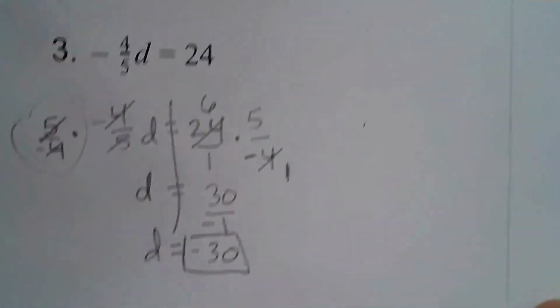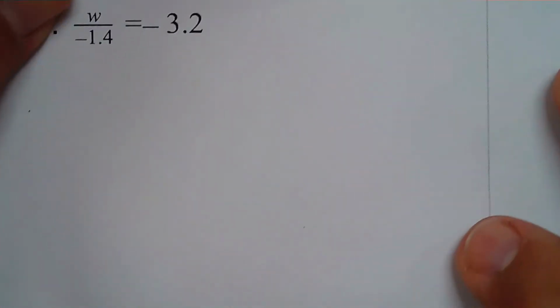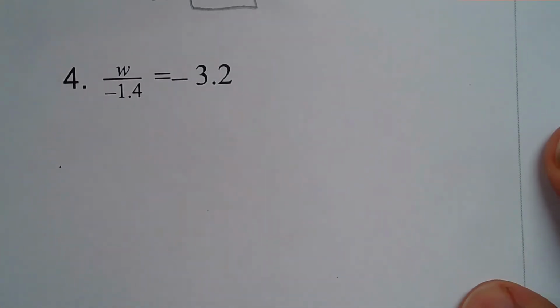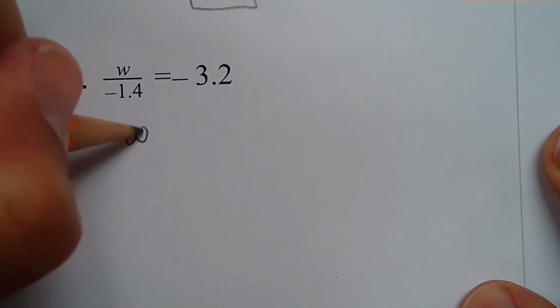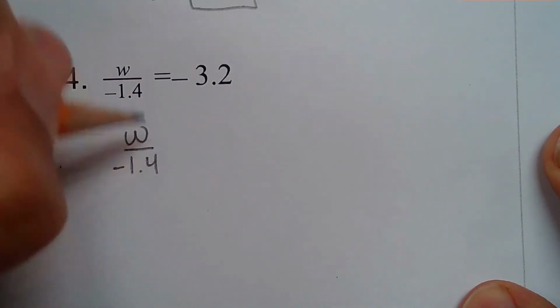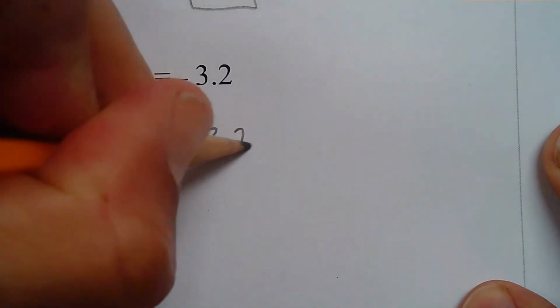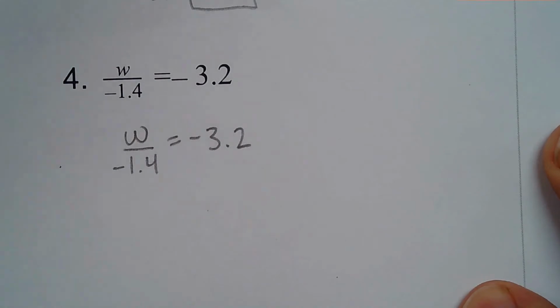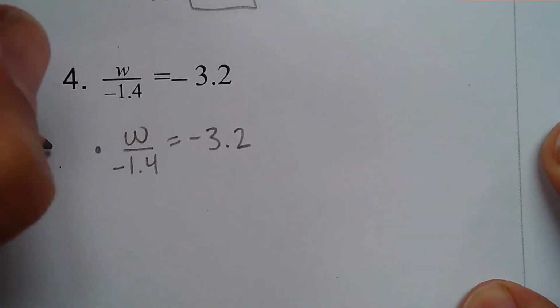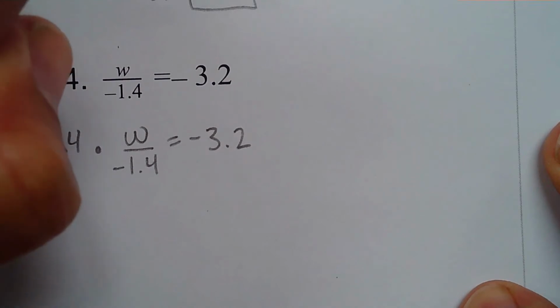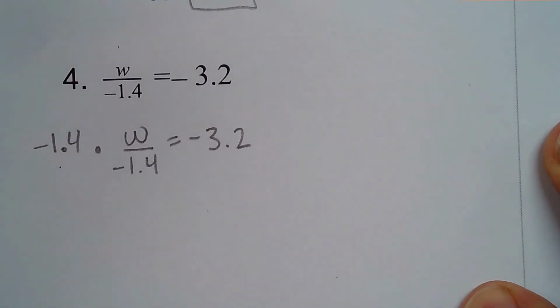We have number 4. So number 4 is, I'm going to write this down here. W divided by negative 1.4 is equal to negative 3.2. This is division. The inverse of division is multiplication. So I'll multiply by negative 1.4, and I'll do that on both sides of the equal sign.